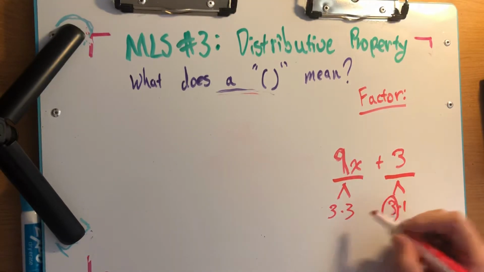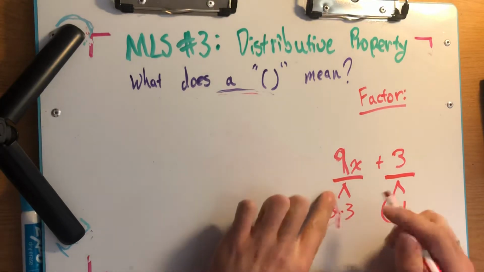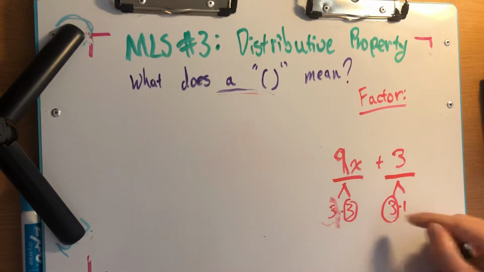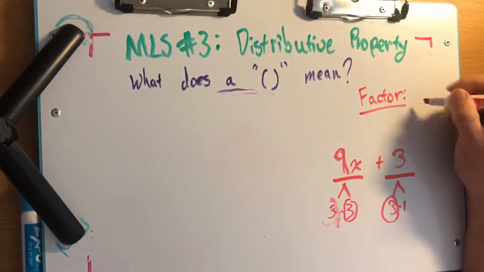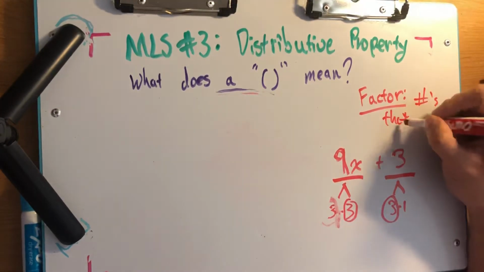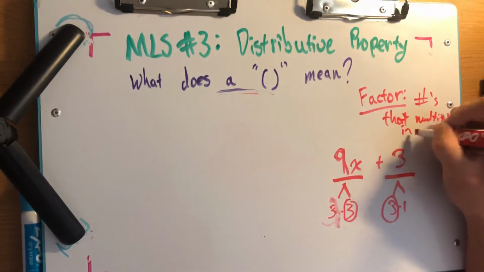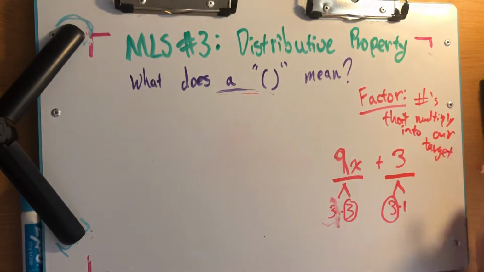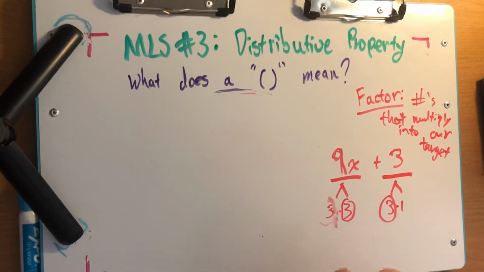We notice that these two are common, they share a 3. You could do the second 3 or that 3, it doesn't matter. They're both shared by this. So factoring, remember, our meaning is numbers that multiply into our target, right? Numbers that multiply into our target.